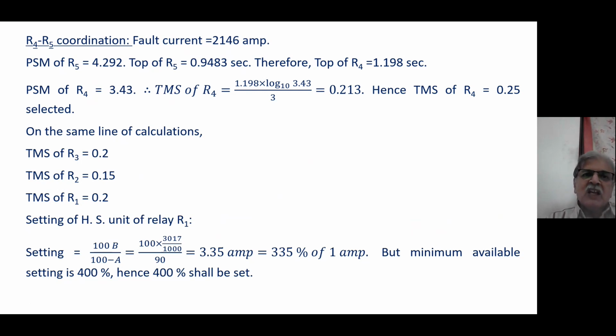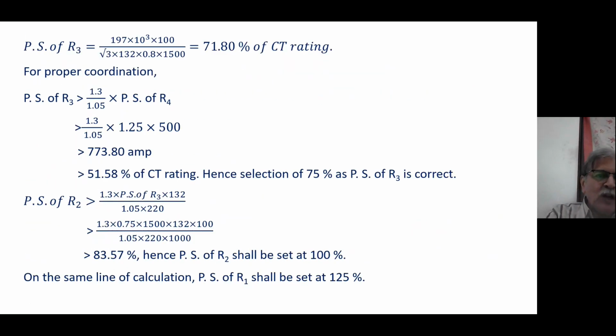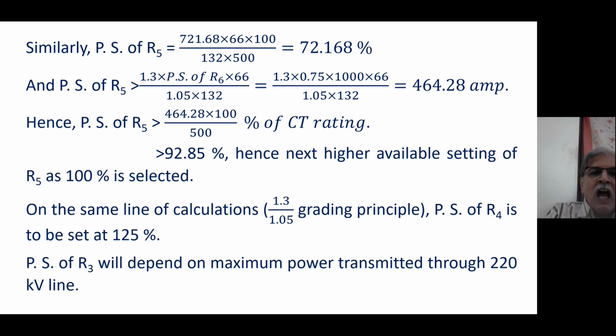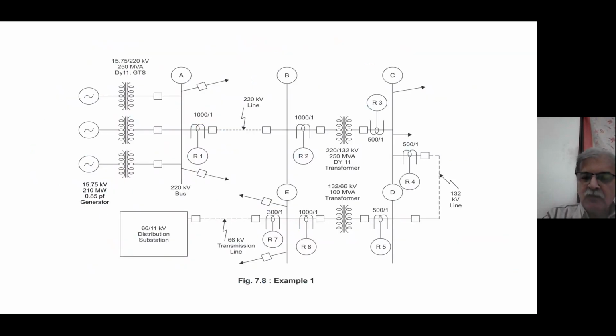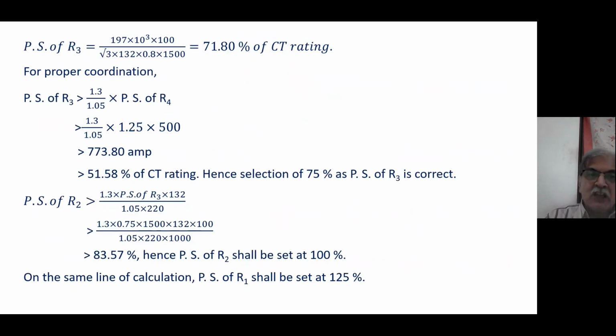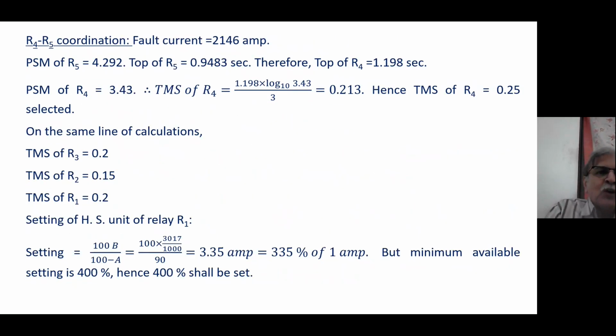PSM of R5, that is plug setting of R5, I know in terms of primary I have to find out, right? So 4.292 ampere. Let me check up what is plug setting of R5. Plug setting of R5 is 92.85, that is 100%. And what is the CT ratio? R5 500. So my plug setting is 500 ampere in primary terms. So 2146 divided by 500, if you do, you will get 4.292. You can check up. Very easy.